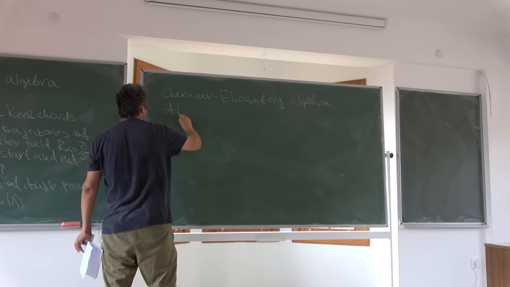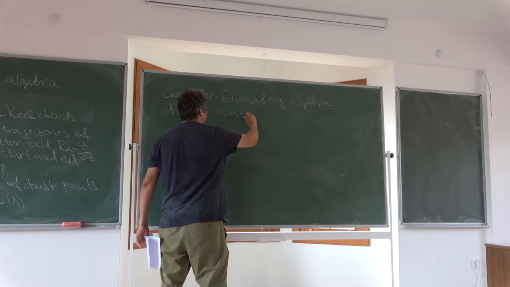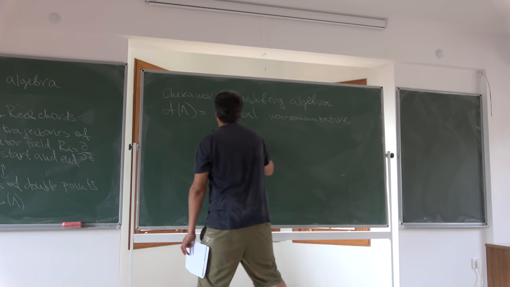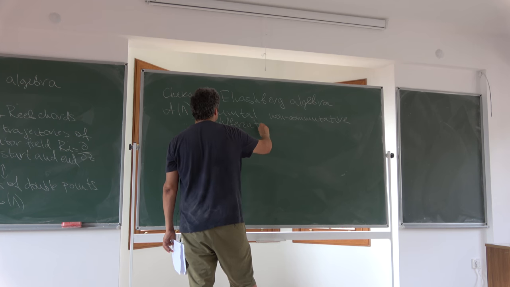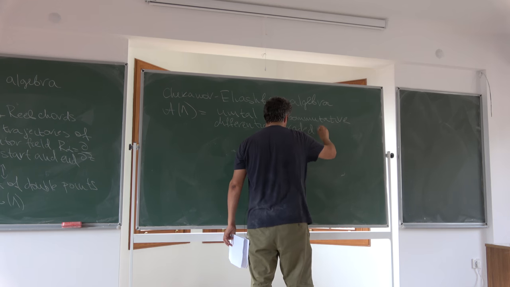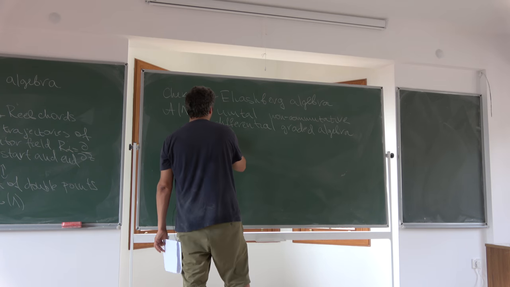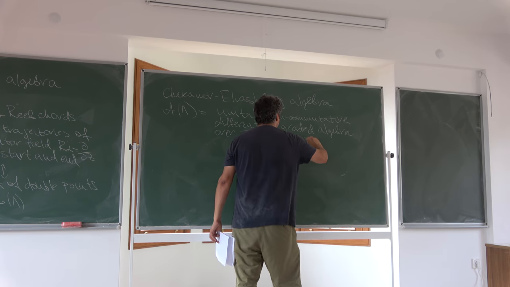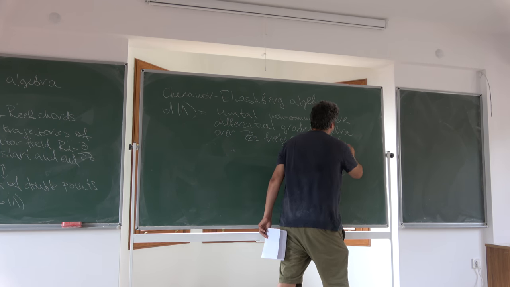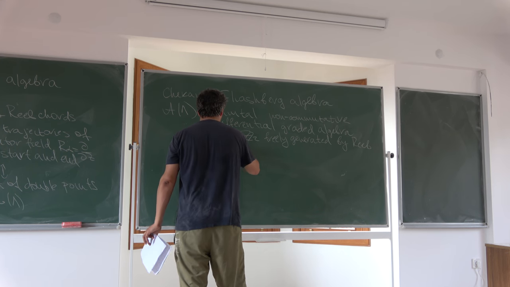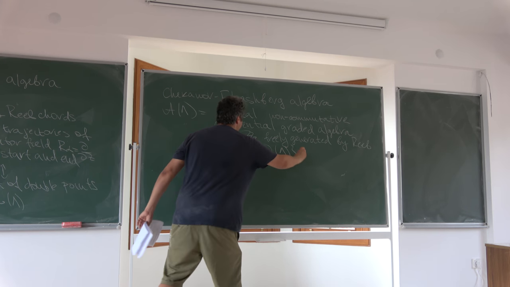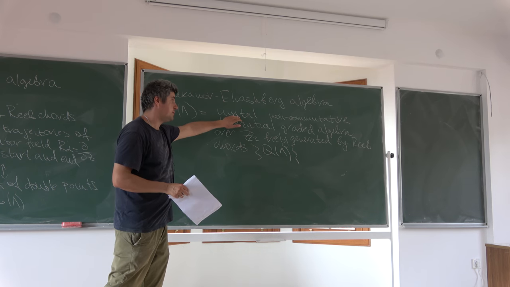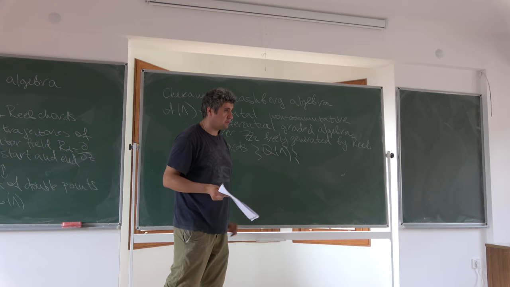That we denote by A lambda is a unital non-commutative differential graded algebra over, let's say, Z2, freely generated by Reeb chords, for our set Q lambda. So it's a tensor algebra. Unital means there is a unit. Non-commutative means that the elements of Q lambda do not commute.